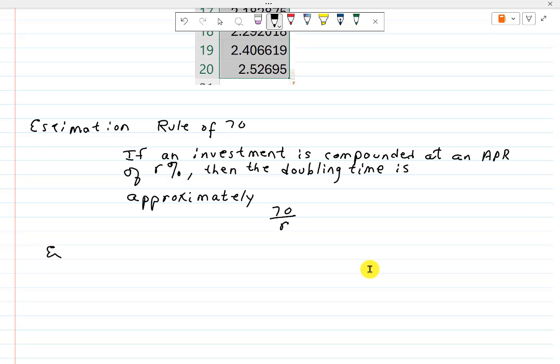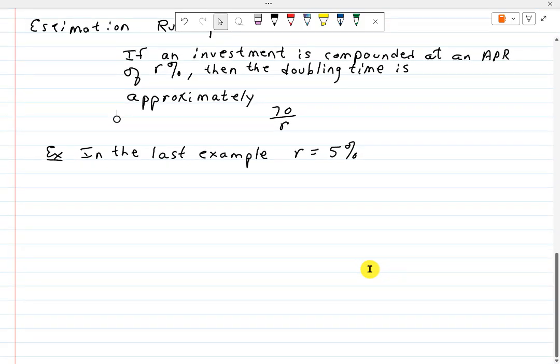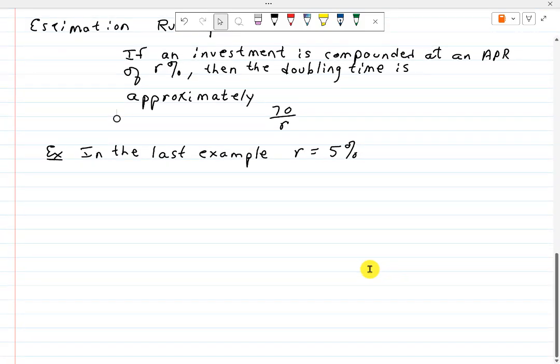So as our last example, R was equal to 0.05, but that's not what you want. I'm going to erase that, in fact. What you want is the percentage, because you're going to make use of the 5. You're not going to make use of 0.05. So according to this estimate then, 70 divided by 5 equals 14 years.